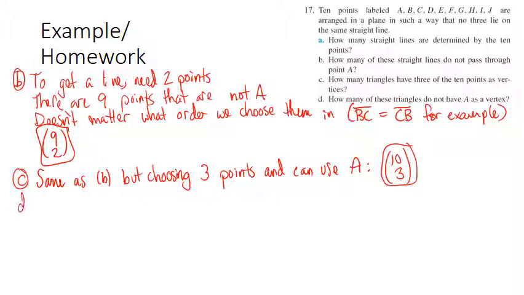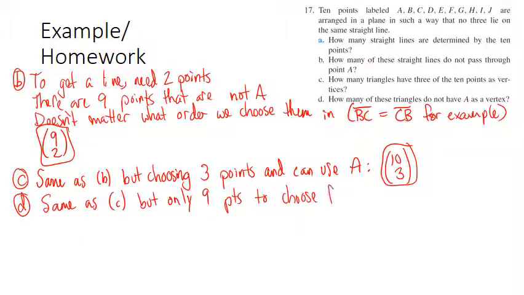Okay, and then part D. How many of these triangles do not have A as a vertex? This is the same as C, but only 9 points to choose from. So this is going to be 9 choose 3. And that's it. So go ahead and pause this and do part A and check your answer.